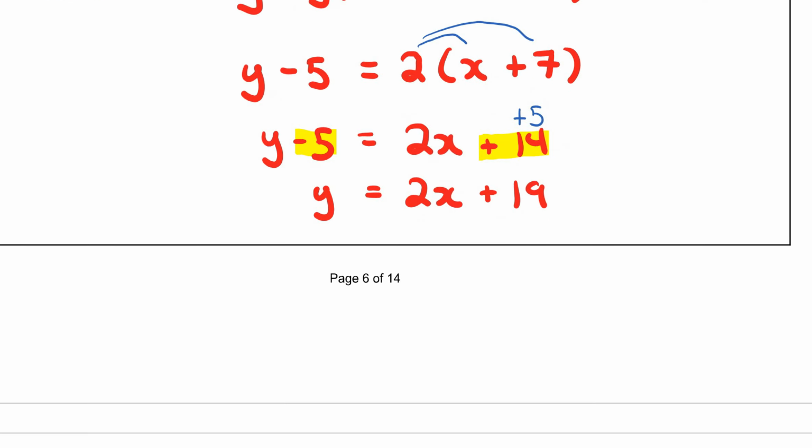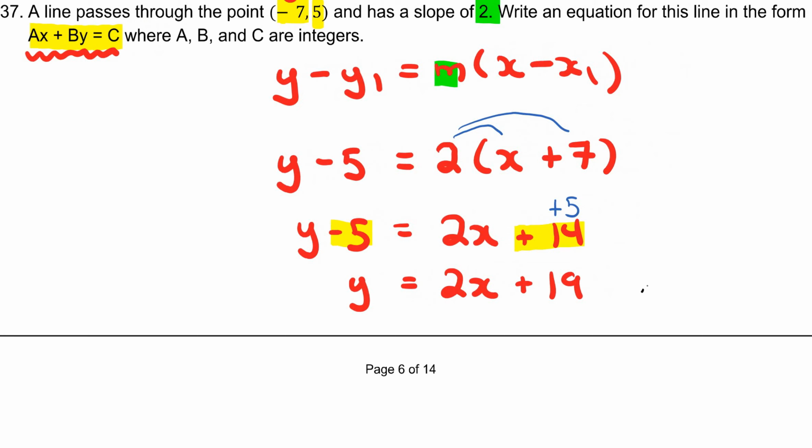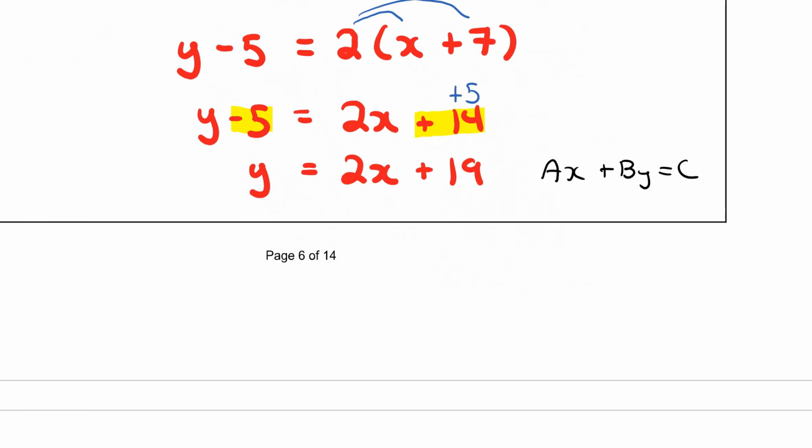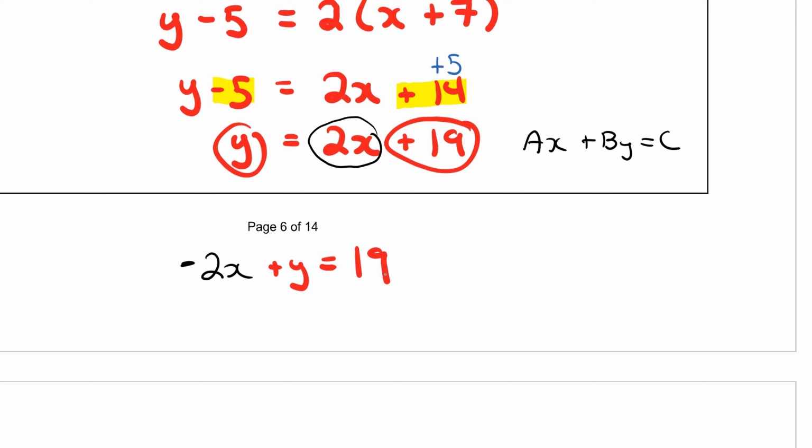And then we got to write this into this form. Sorry, I'm going to write this over here. We want to write this in the form ax plus by equals c. Okay, so all we have to do now is just move the 2x over to the left-hand side. So since 2x is positive, if I move it to the left-hand side, it becomes negative 2x. And this y remains, and 19 remains over here. So there you go: negative 2x plus y equals 19. Okay, so that concludes this first part of the homework video guide.